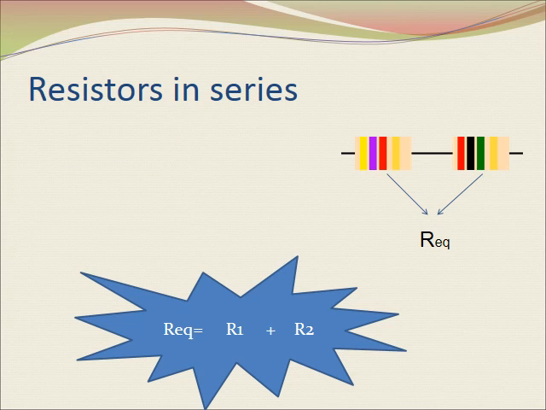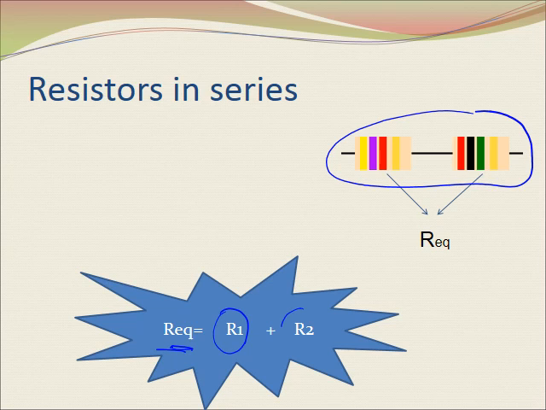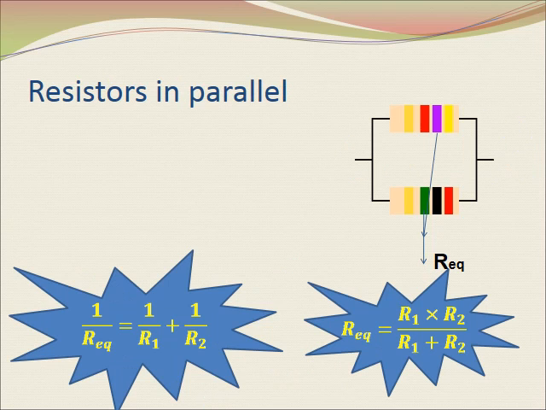Grouping of resistors. Resistors in series. The two resistors are in series, so R equivalent is equal to R1 plus R2. While when the resistors are in parallel, 1 over R equivalent is equal to 1 over R1 plus 1 over R2, or R equivalent equals R1 times R2 over R1 plus R2.